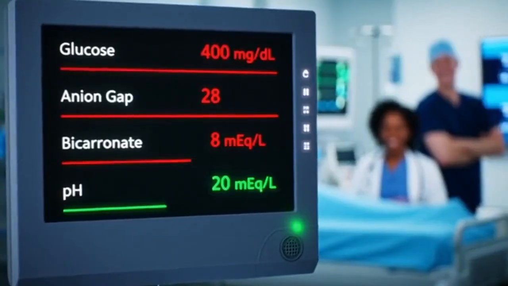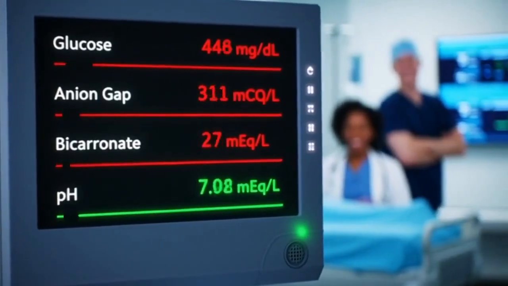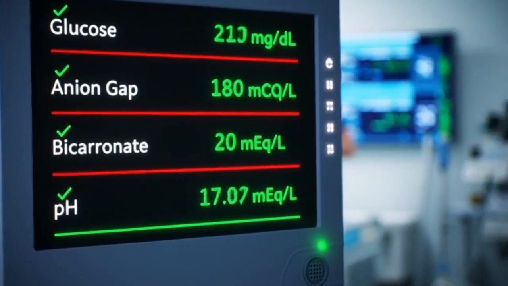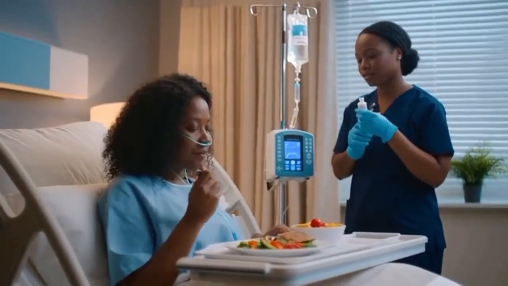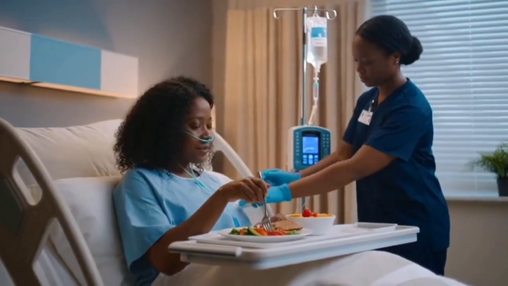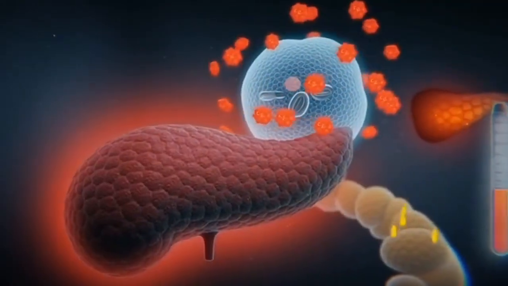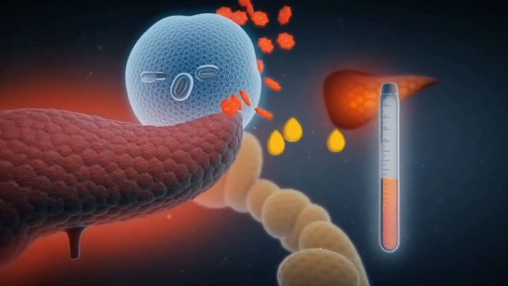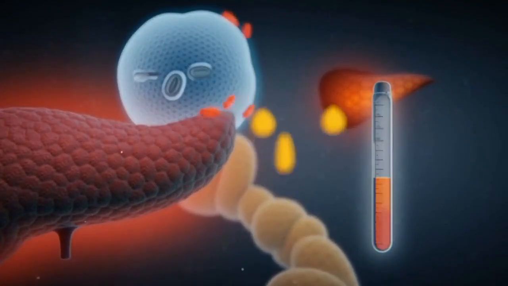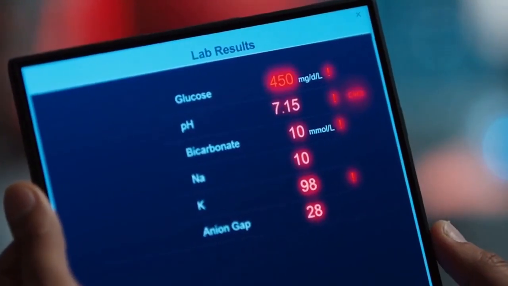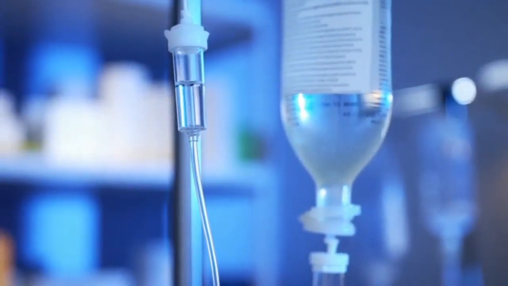DKA occurs almost exclusively in type 1 diabetes, though it can occur in type 2 during severe physiologic stress. The fundamental problem is absolute or relative insulin deficiency. Without insulin, glucose cannot enter cells. Cells starve despite high blood glucose. In response, the body activates counter-regulatory hormones, glucagon, cortisol, epinephrine, growth hormone, which accelerate gluconeogenesis and glycogenolysis, making hyperglycemia worse.